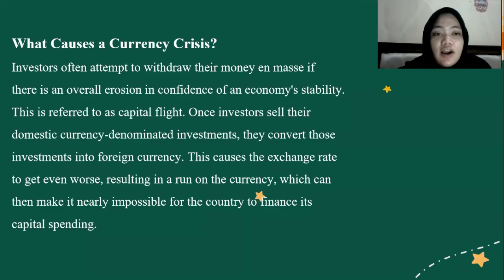Next, what causes currency crisis? Investors often attempt to withdraw their money en masse if there is an overall erosion in confidence of economic stability. This is referred to as capital flight. Once investors sell their domestic currency denominated investments, they convert those investments into foreign currency. This causes the exchange rate to get even worse, resulting in a run on the currency, which can then make it nearly impossible for a country to finance its capital spending.